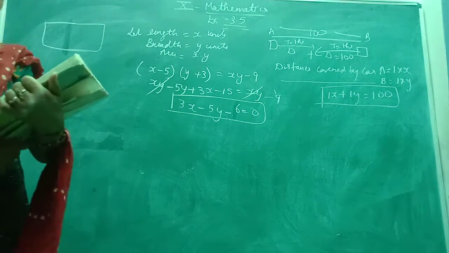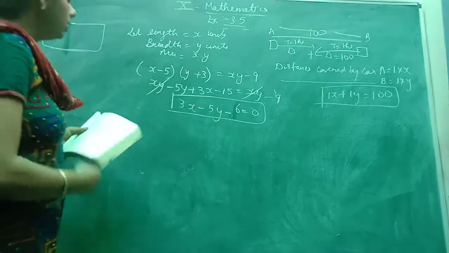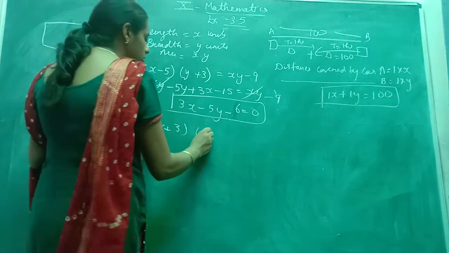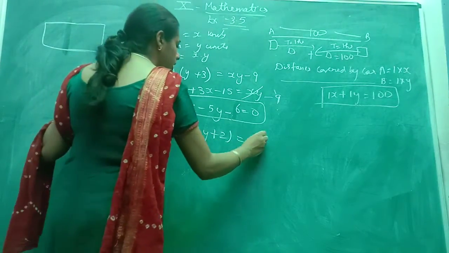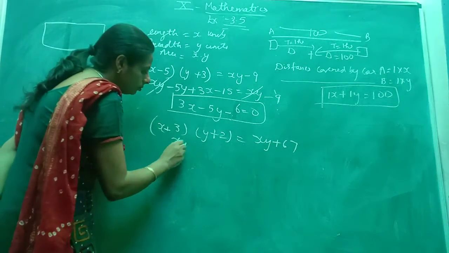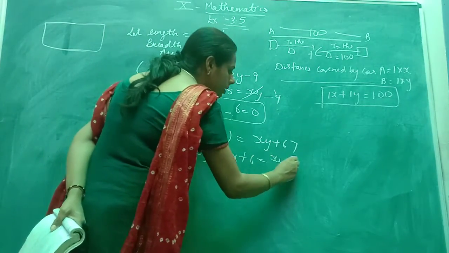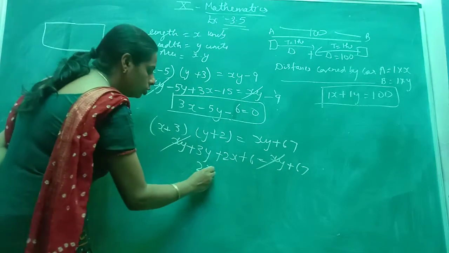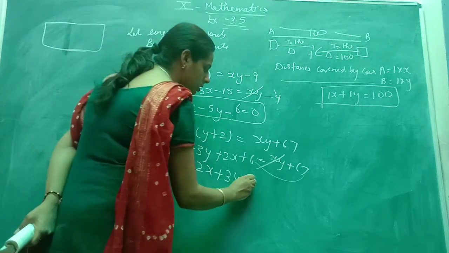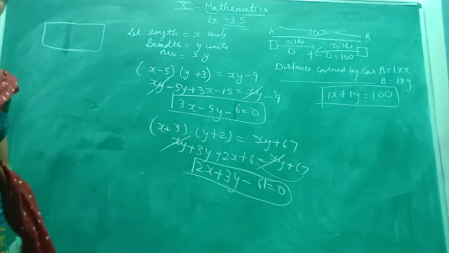Now come to the second statement. If the length, that is x, is increased by 3 and the breadth by 2, your total area will be increased by 67. So solve it: xy plus 3y plus 2x plus 6 is equal to xy plus 67. That will cancel, so your equation is 2x plus 3y minus 61 equal to 0. So solve this pair of linear equations and get your answer.